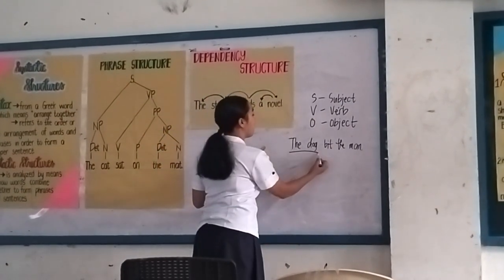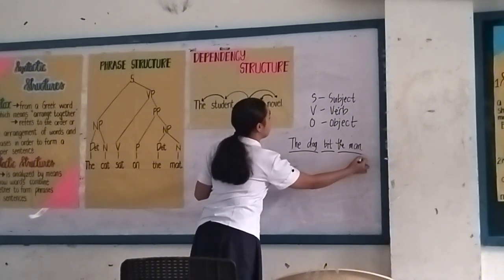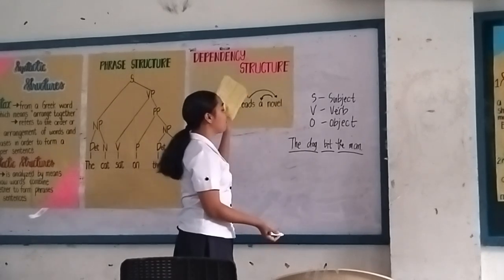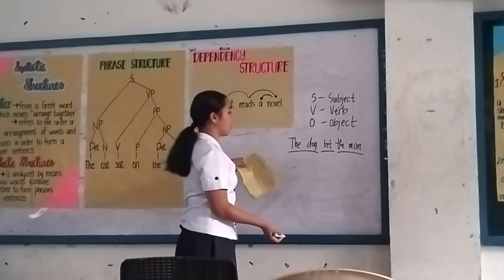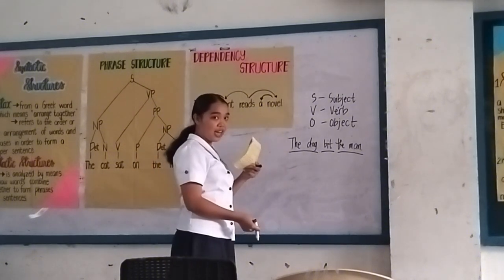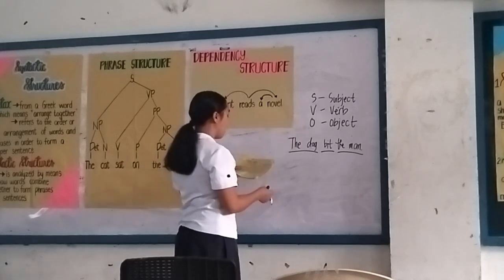For example, a sentence that follows this word order: the dog is the subject, and the verb is beat, and the man is the object. So here you can see that it follows the word order, so it is grammatically correct. It follows the SVO order.